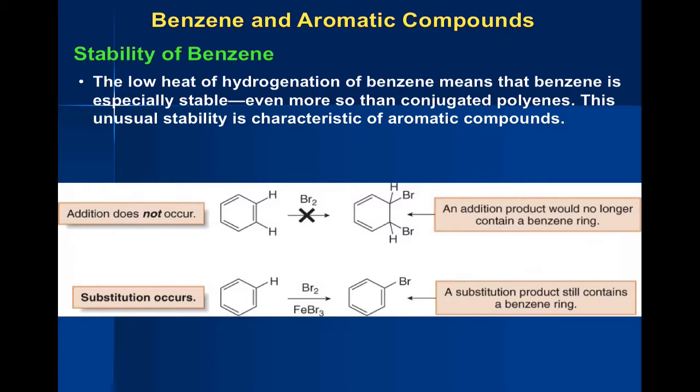Okay. And so notice what's happening here. In this top example, if we could do the addition, I no longer have a benzene ring. Is this molecule aromatic or non-aromatic? It is not aromatic, that's right. However, if I do a substitution, what do I have? I still have an aromatic ring. So benzene doesn't like to do addition chemistry. It doesn't mean it won't do it, but it doesn't like to, okay? But it will do substitution chemistry in the presence of an appropriate catalyst, in this case iron tribromide, which we'll talk more about later.